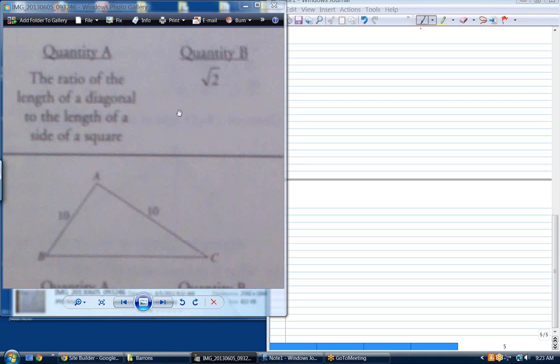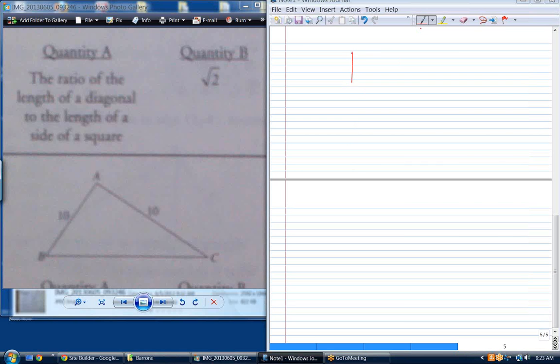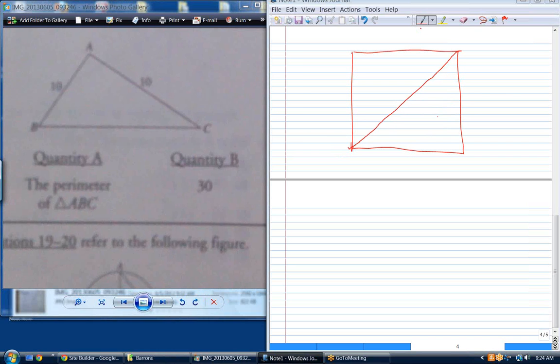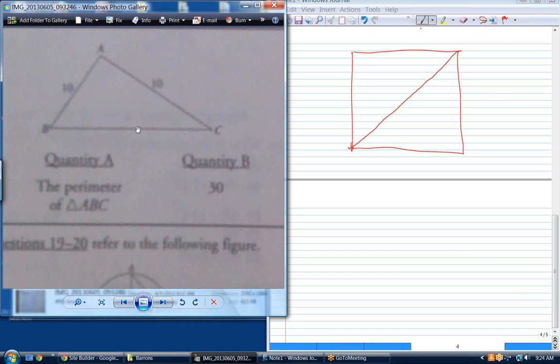The ratio of the length of a diagonal to the length of the side of a square is root 2. And it would be equal. Okay. Perimeter of this triangle, or 30.